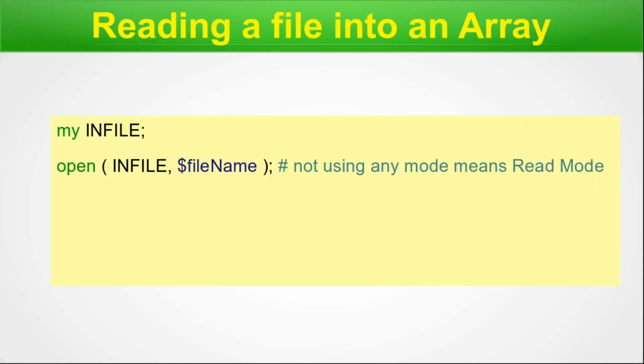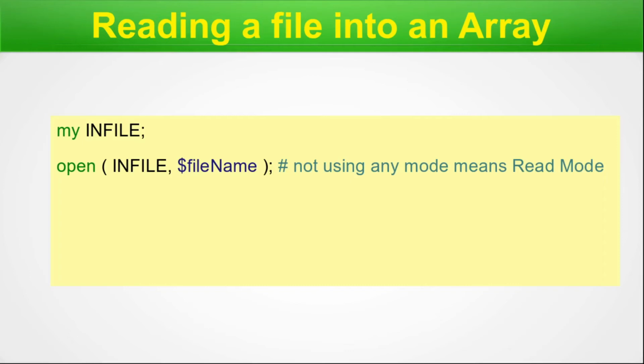Let's move on. Reading a file into an array. This is a very interesting thing. In data structures we have discussed the array. The concept here is that each file is a collection of lines. So how can we put them as array elements? Let's see how. As usual we declare the infile variable and open the file handle with $file name. $file name is a variable which contains the file name along with its path. So this is another way of opening a file.